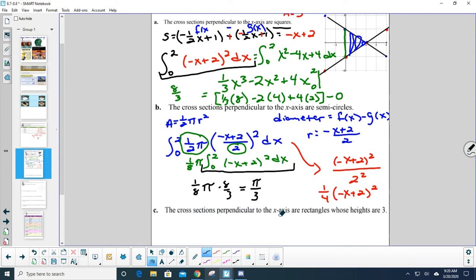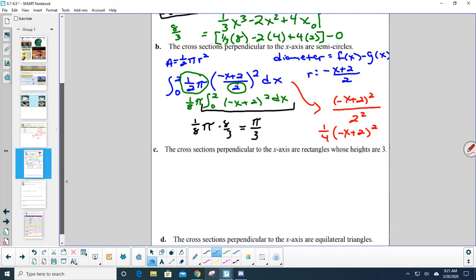Okay, we're still perpendicular to the x-axis, so we're still going up and down. I'm going to erase my semicircles now. Now we have rectangles. My rectangles are going this way, and no matter what, the heights of these rectangles coming out are 3. So I got a bunch of rectangles in here coming out whose height is 3. Their width is changing, but their height is not.